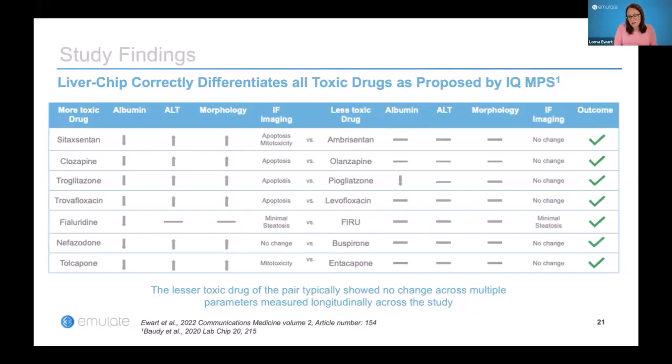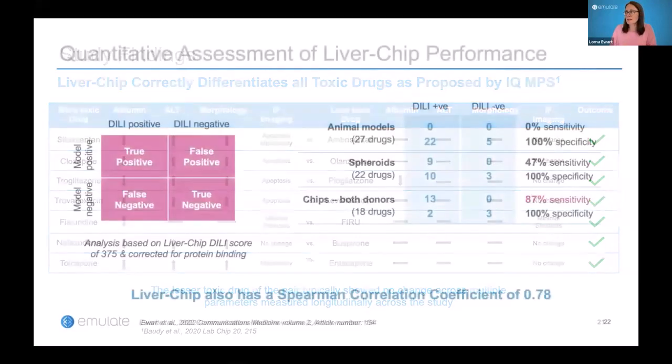Now, IQ actually not only proposed this one pair, they proposed 7 matched pairs, and you can see all 7 pairs here. And this table is just simplified to show you the changes that were measured in those 4 parameters. So you can see all of the more toxic drugs on the left-hand side of the slide here all had a reduction in albumin. All of them, bar thiouridine, caused an increase in ALT and morphology score. And in terms of imaging, we were able to see either apoptosis or mitotoxicity and some steatosis when it comes to thiouridine. So we were very happy with these results.